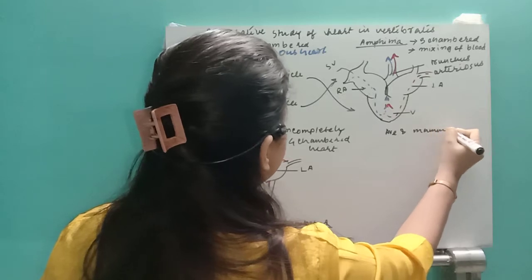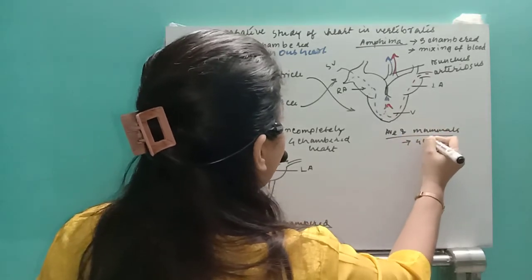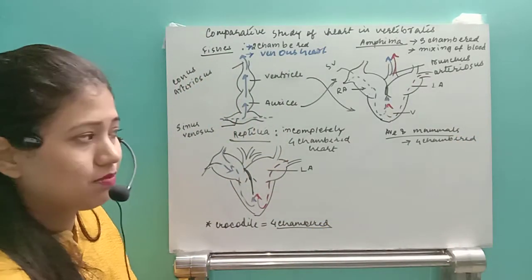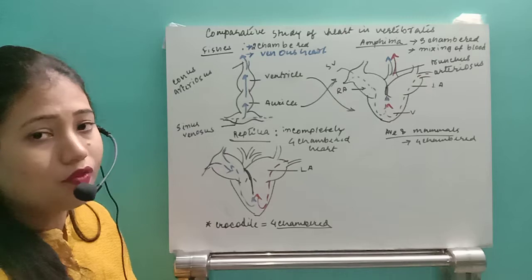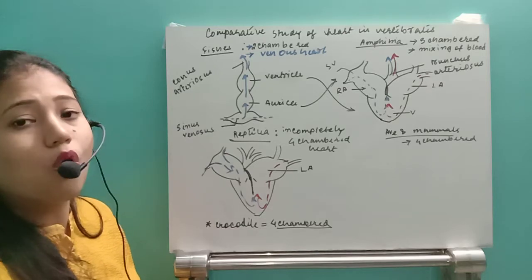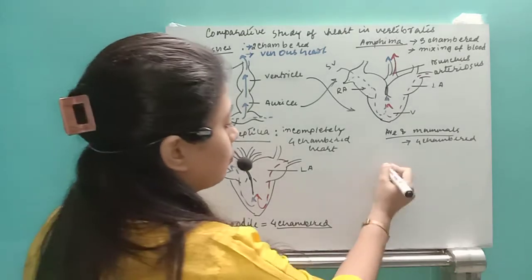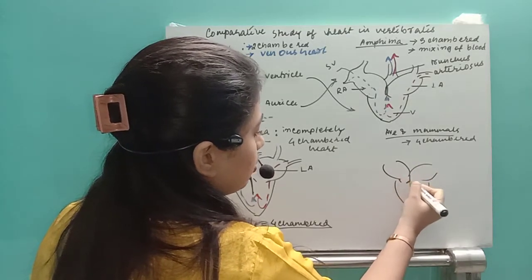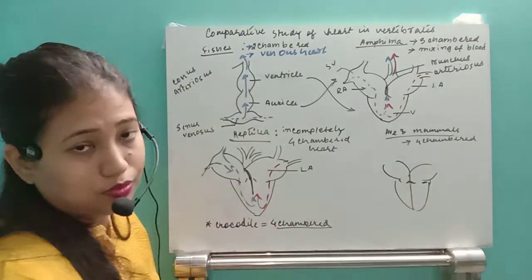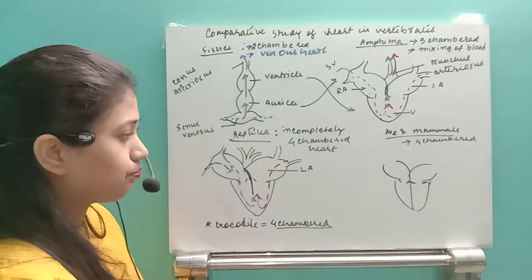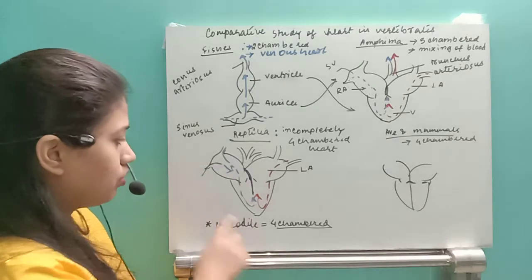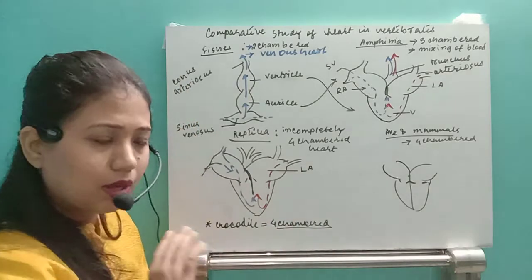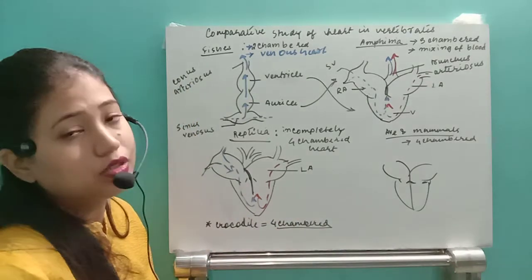In the case of the apes and mammals, what is happening? There is a completely four chambered heart, where mixing of blood will not occur at all. That means there is completely separate flow of oxygenated blood and completely separate flow of deoxygenated blood. Here we have completely two separate auricles and two separate ventricles. First of all, what happens to this sinus venosus? That sinus venosus will get completely attached to the auricular valve.